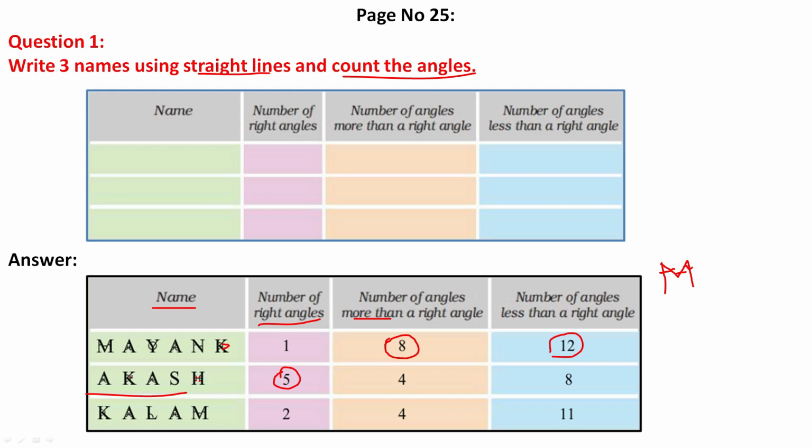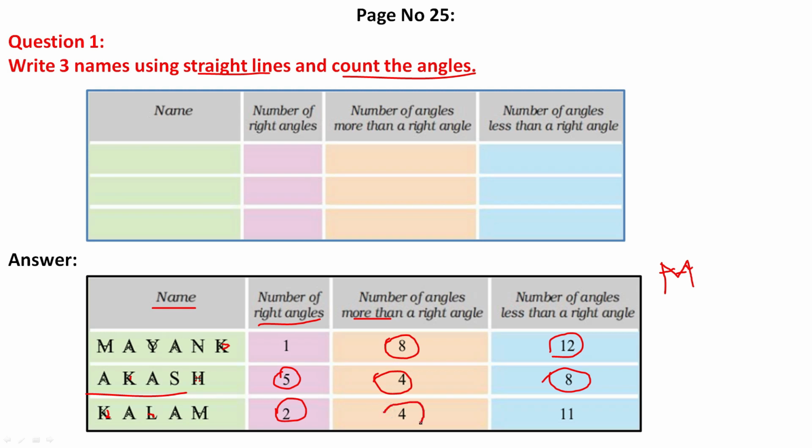Here 1, 5. 5 right angles, 4 more than right angle and 8 less than right angle. Here also you can get 2 right angles. Here we are having right angle. Here we are having right angle.